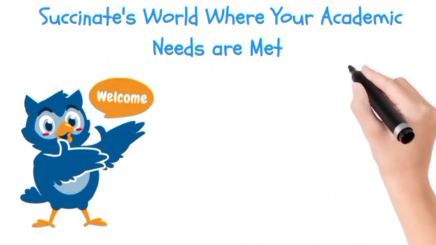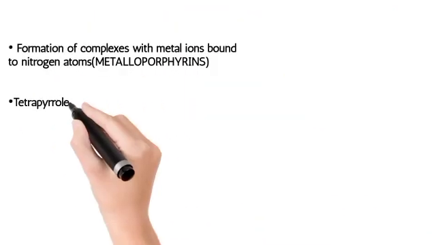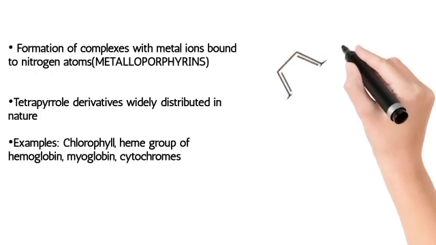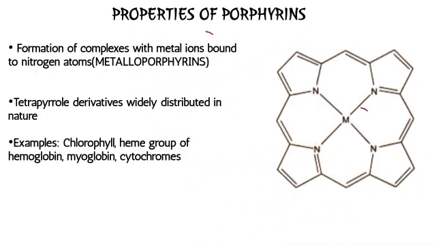Today we are going to continue from where we stopped in our previous lecture, porphyrins. So, what are the properties of these porphyrins? What are the unique features of porphyrins? One of them is that they have the ability to combine with metals. The metals include, for example, iron, magnesium, and others.